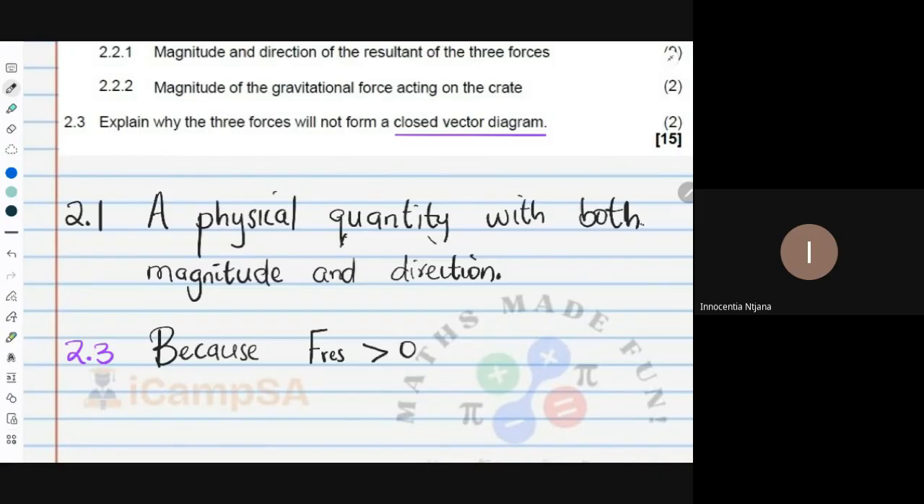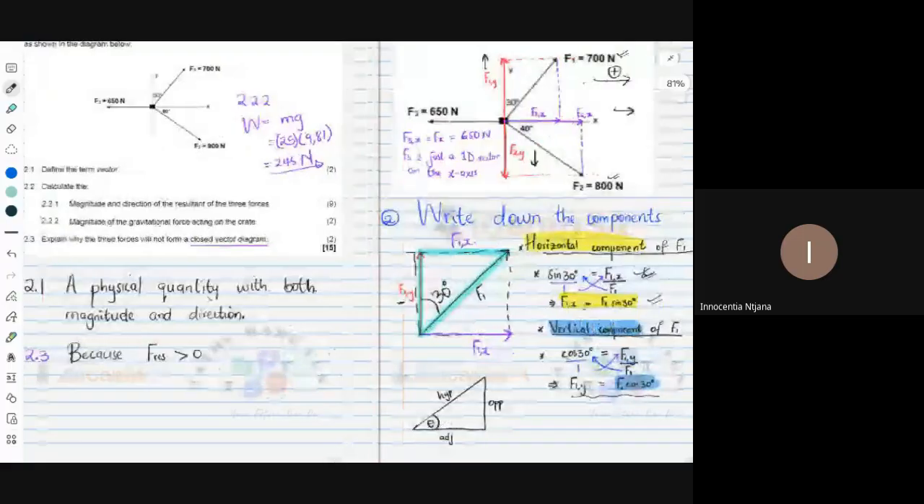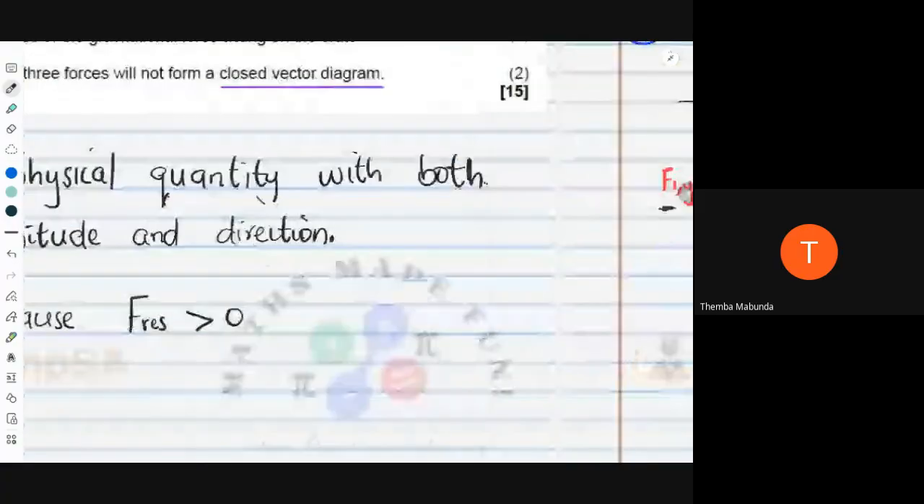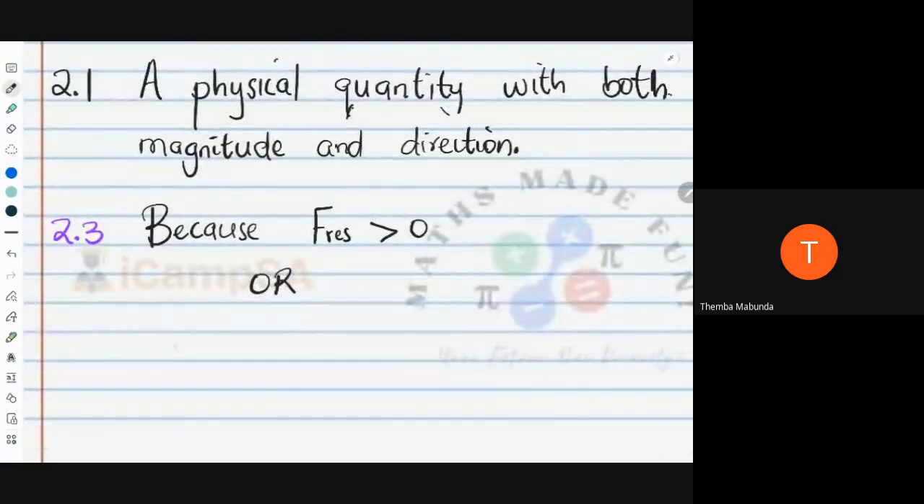So yes, guys. That is yes. Can we use that on Euclidean geometry? Oh, you use this one. Yeah, on Euclidean geometry, when it comes to proving. Perfect. Let's say because F res is not equal to 0. So you can choose either this or that. You'd get your full marks because it means the same thing. In this context, at least, it shows that you understand.